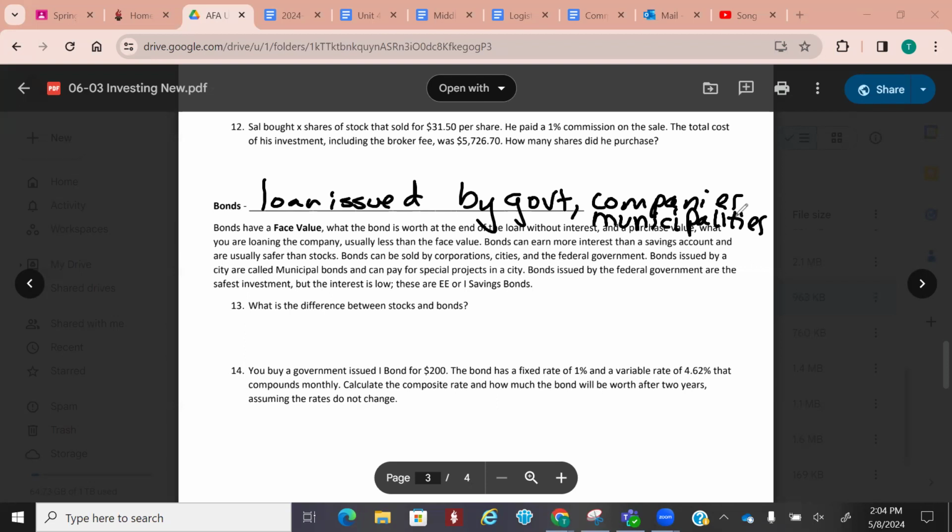Bonds issued by a city are called municipal bonds and can pay for special projects in a city. Bonds issued by the federal government are the safest investment, but the interest is low. These are EE or I savings bonds.